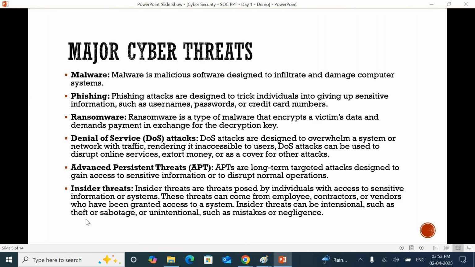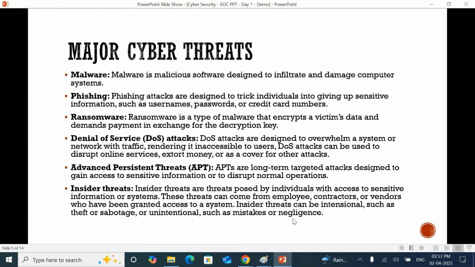Let's say, for example, some of the attacks happen by our employees only, our contractors only, our vendors only, who have been granted access to the system. Insider threats can be intentional, such as theft or sabotage, or unintentional, such as mistaken or negligent actions.